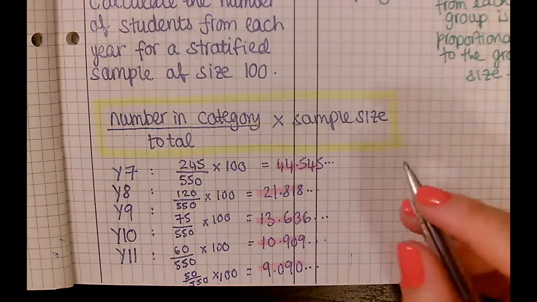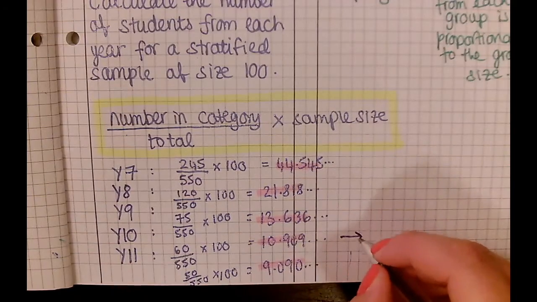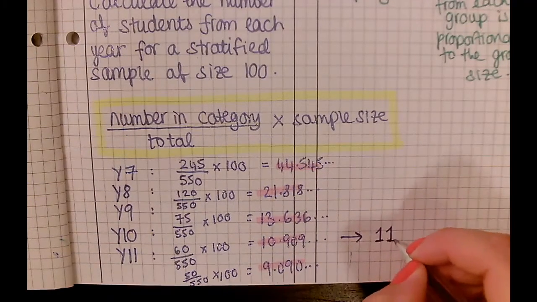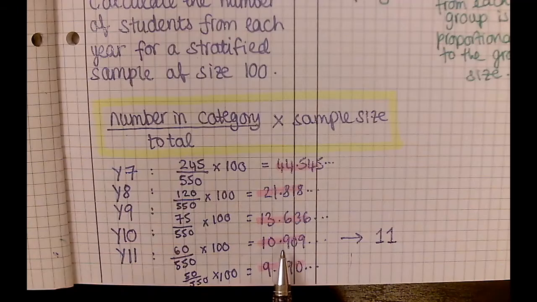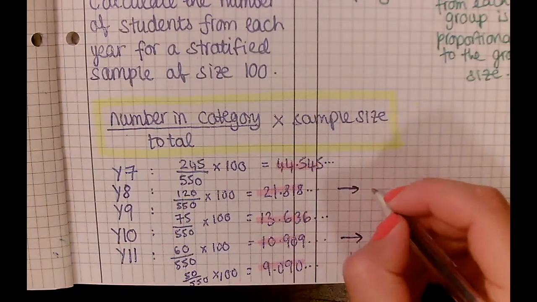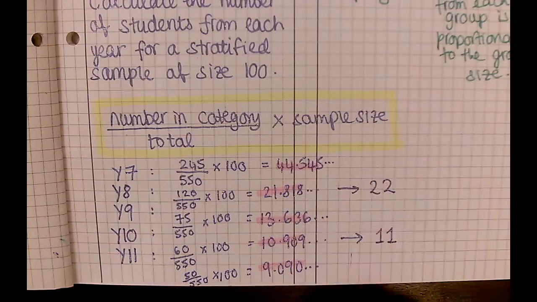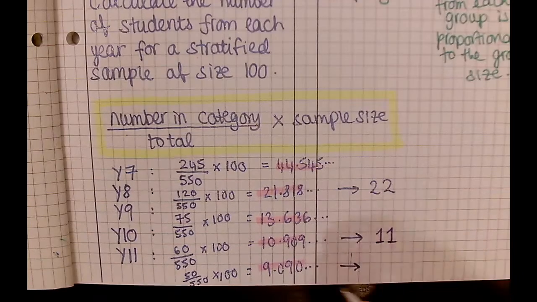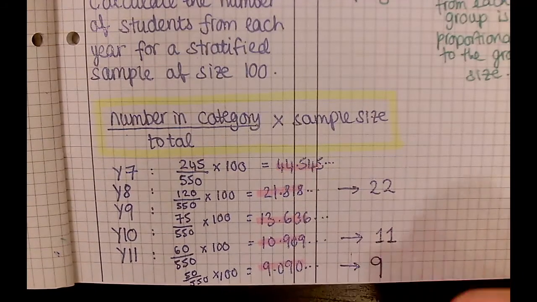So what I'm going to do is draw an arrow here and say that definitely has to be 11, because it's very close to 11 rather than 10. Similarly with this, I want to say that should be 22. This one here, 9.09, is closer to 9 than it is to 10, so I'm going to leave it as 9.